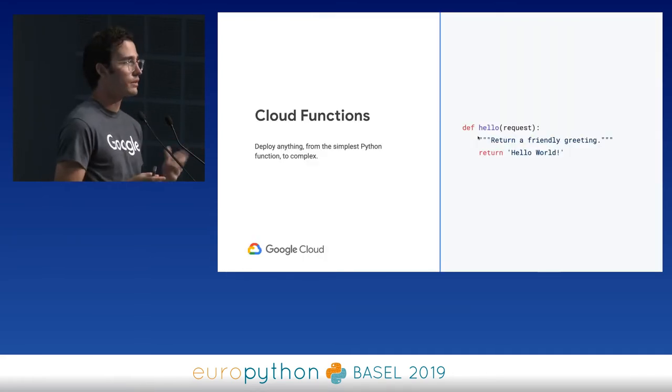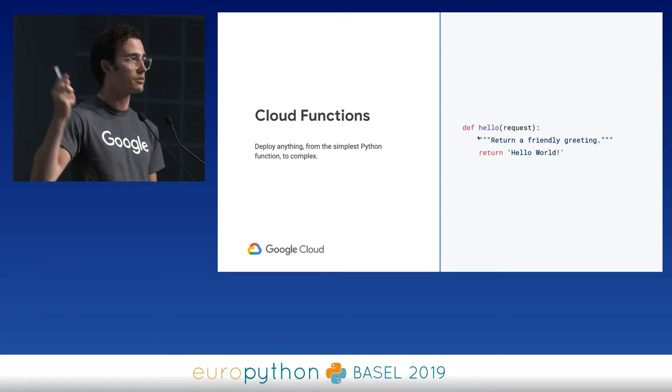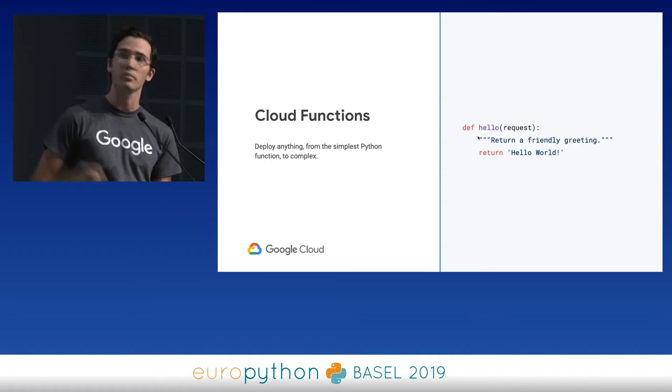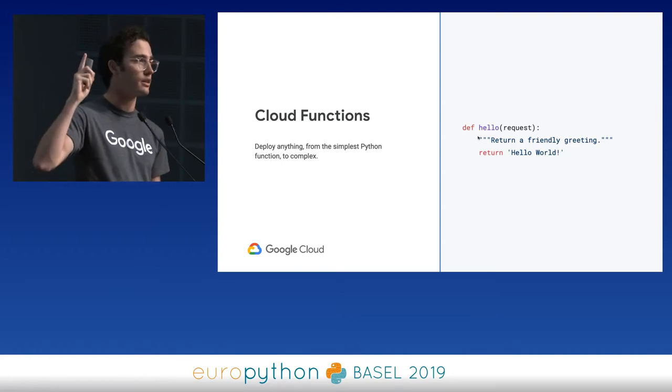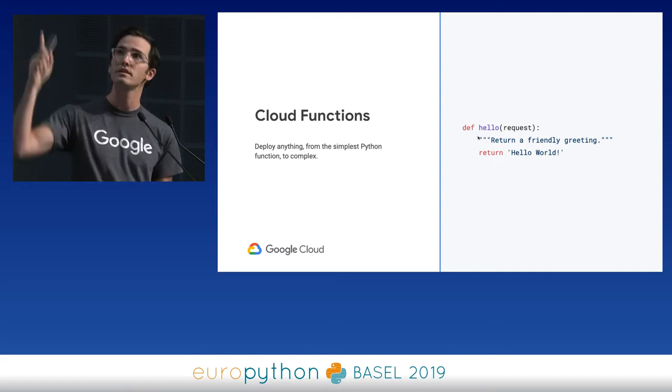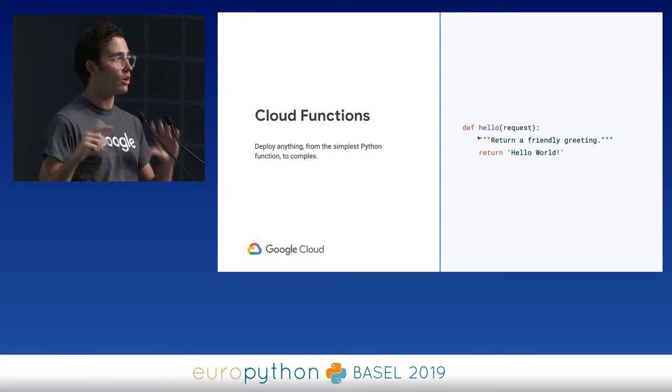And so this is what a Cloud Function looks like. It looks just like a regular Python function. There's really actually no difference here. Totally valid Python function. The thing that makes it a Cloud Function is that it has a single parameter called request. So this is an HTTP function, so it's going to receive a request from the web. And that's all you have to write.